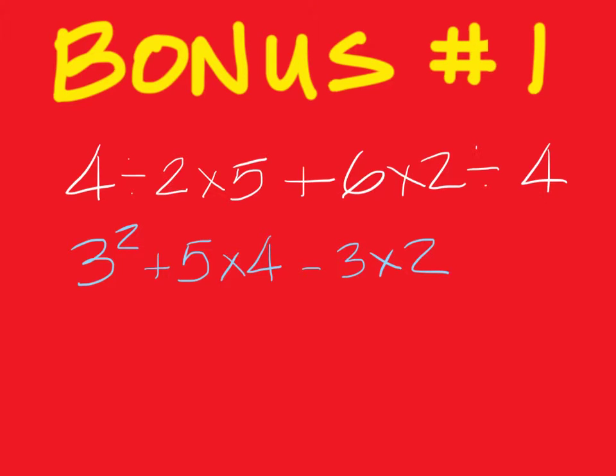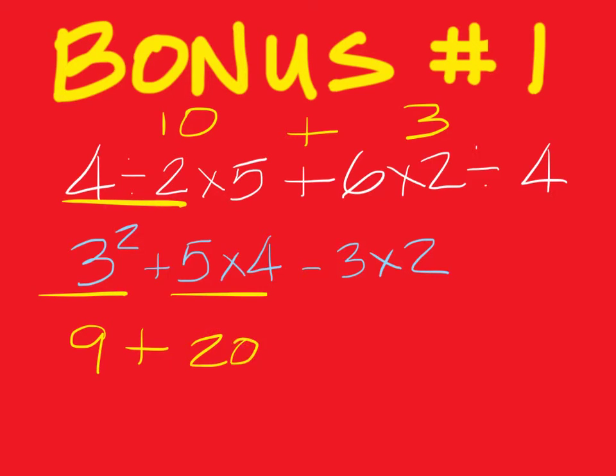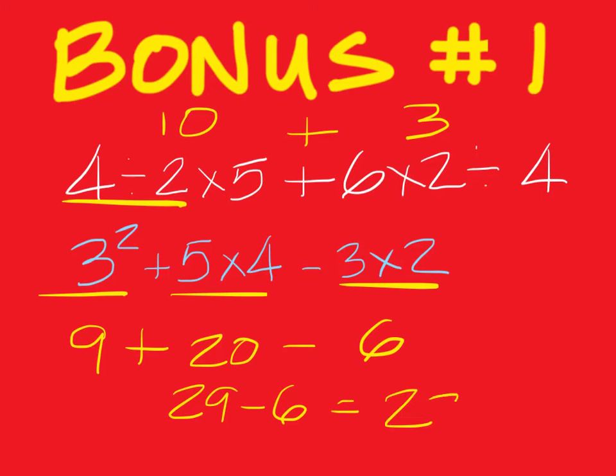On the first one, 4 divided by 2 is 2, times 5 is 10, and then 6 times 2 is 12, divided by 4 is 3, so that one is 13. This one is 9 plus 20 minus 6. That's 29 minus 6, which is 23.